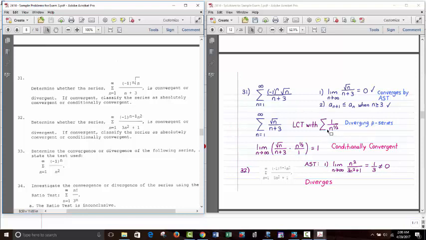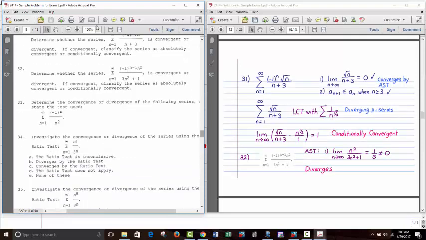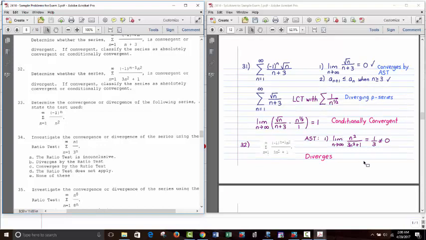So that's conditional convergence. Now 32 is also alternating, but it fails the alternating series test because of this limit. You don't have to use L'Hopital's rule here, but n squared over 3n squared pretty much means it's going to go to 1/3 as n goes to infinity. So it fails the alternating series test, problem's over. It diverges.